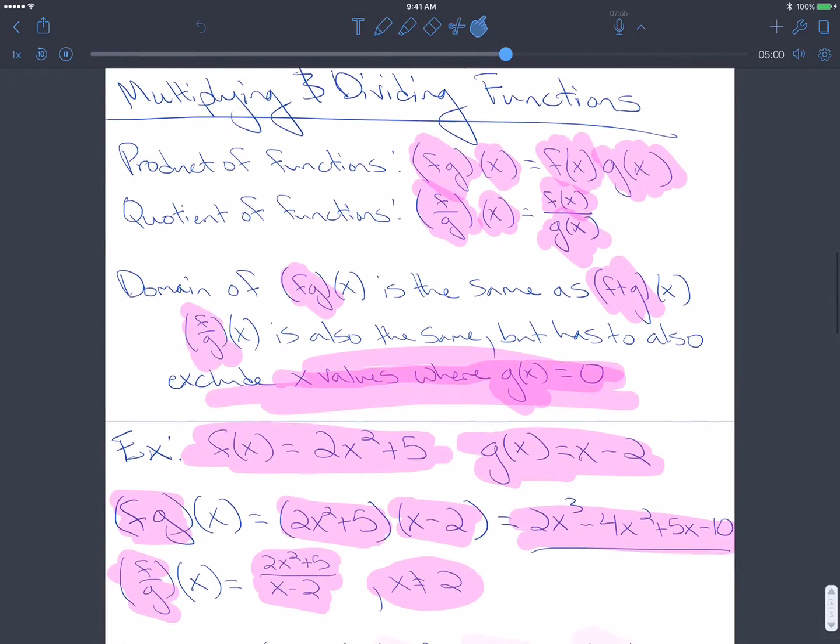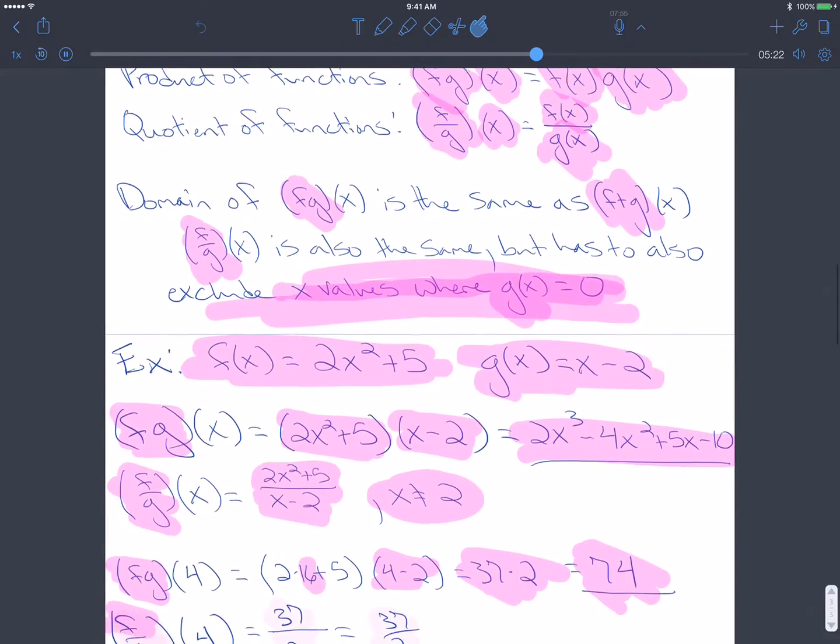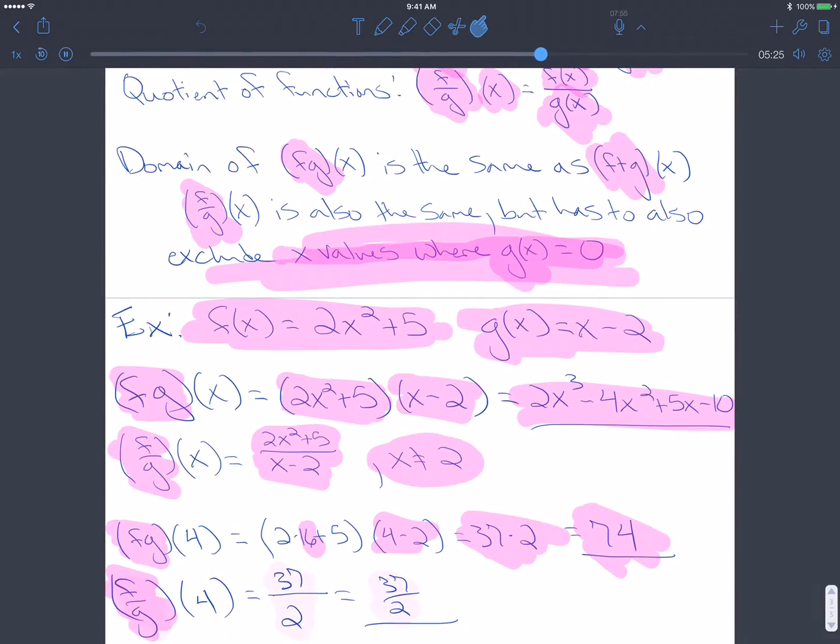Let's just evaluate those at a value. So f times g of 4, so 2 times 4 squared, which is 16, plus 5 times 4 minus 2. So that's 37 times 2, or 74. Versus f divided by g at the same value, I would have 37 divided by 2, just as an example. So notice that that is f of 4 times g of 4, right? F of 4 is the 37, g of 4 is the 2, and that's what gets me 74, and f divided by g. F of 4 is 37, g of 4 is 2, so 37 divided by 2.